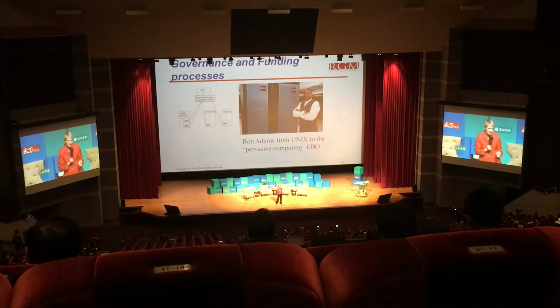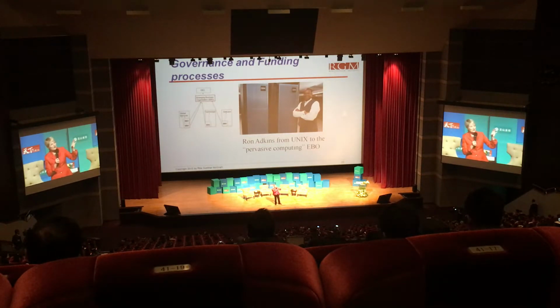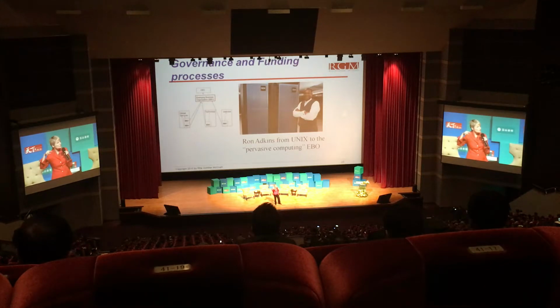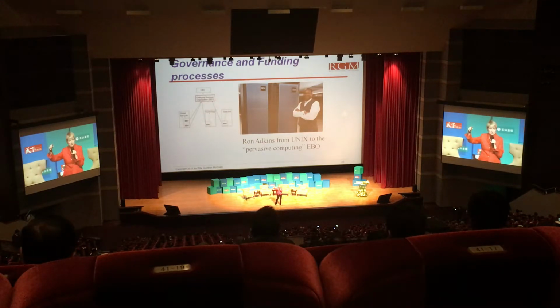And so they took a very senior person, Ron Atkins, you can see a picture of him there, and he had been running IBM's Unix business. This guy had 30,000 people reporting to him. I mean, this is a very senior person. And they took him out of that role. And they said, no, your job is to report directly to a senior vice president, Bruce Harrell, who's going to report directly to Gerstner. And your job is to figure out pervasive computing.